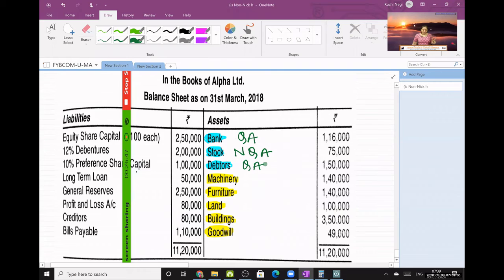Next, machinery, furniture, land, building, goodwill, ये सारे fixed assets हैं। Fixed assets are also divided into two categories, tangible and intangible. इसमें से intangible वाला कौन सा है? Which is the intangible asset? Anu, Raj, Stuti, yeah. Goodwill is the intangible asset. Absolutely correct. Yes. तो बाकी का जो बच गया वो क्या है? Tangible assets. Okay. तो ऐसे करेंगे ना.